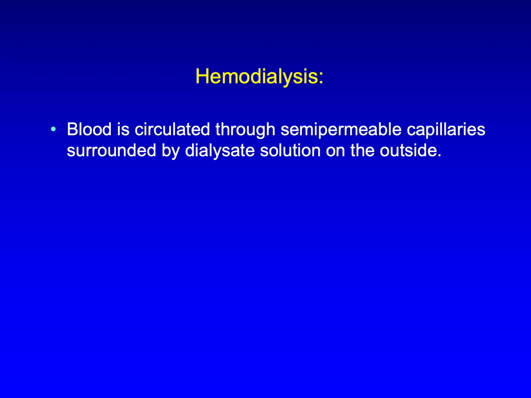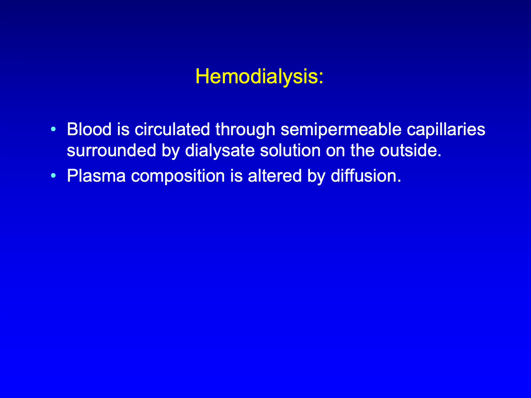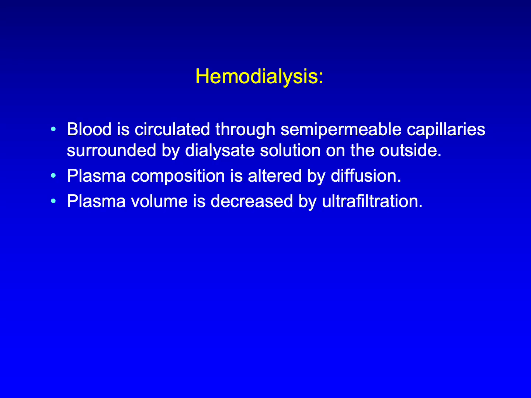So let's summarize what we accomplish with hemodialysis. Blood is circulated through semi-permeable capillaries surrounded by dialysate solution on the outside. Plasma composition is altered by diffusion, and plasma volume is decreased by ultrafiltration, so the blood is both cleaned and reduced in volume.